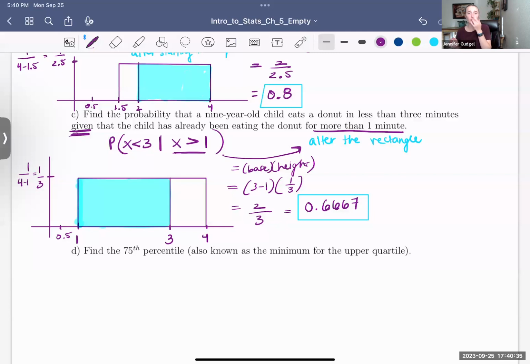If this is something you're struggling on, please see me in office hours. All right, this is something that once you get it, it's not so bad, but it does take a little bit of a learning curve. So we want to make sure that we get that under our belt early on, this conditional probability and how it's actually altering this rectangle.